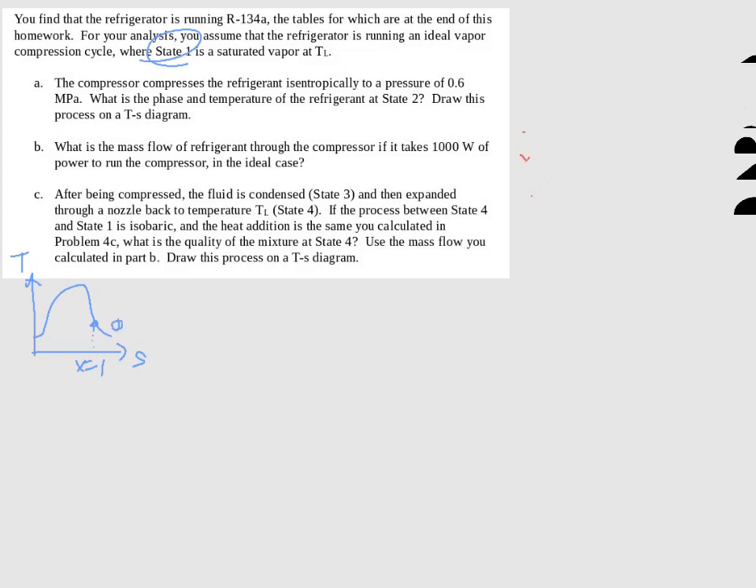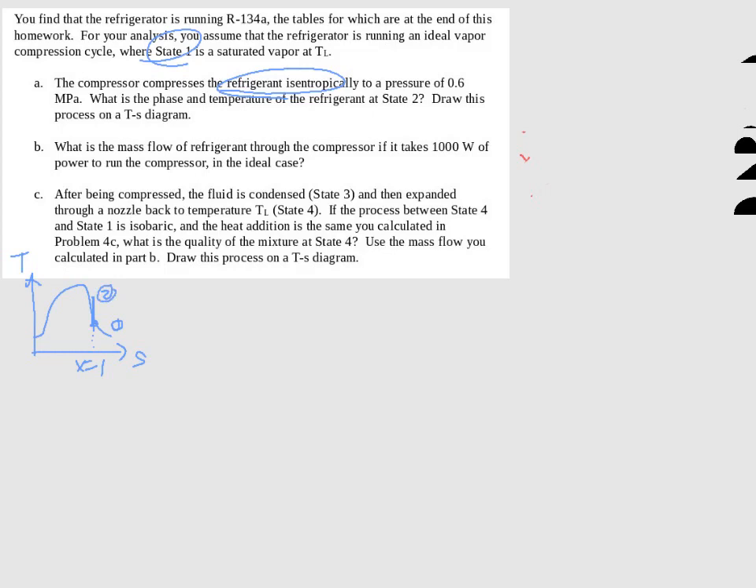And we know that from state 1 to 2 is isentropic, so it's going to be a straight line because delta S is equal to 0. And also we start with T low equals 0 degrees Celsius, and we're going to go to a higher temperature reservoir. That means the temperature is going to increase. So we're going to draw a straight line going up, something like this. And this is going to be our state 2. Okay, so that's the last part of part A.